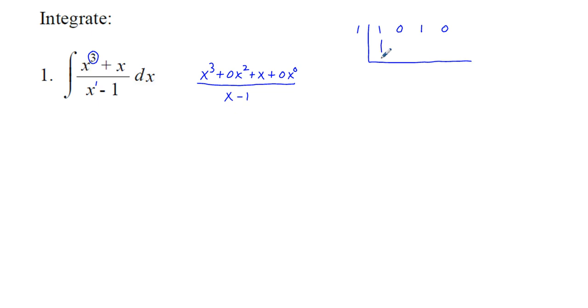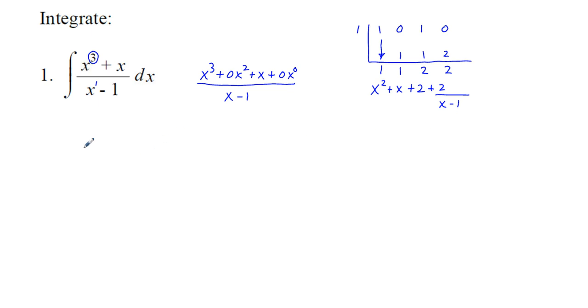We bring down this thing here, so we get 1, which is 1x squared. 1 times 1 is 1. 0 plus 1 is 1. 1 times 1 is 1. 1 plus 1 is 2. And 1 times 2 is 2. So 0 plus 2 is 2. So what we have is x squared plus x plus 2, plus 2 over our divisor, which is x minus 1.